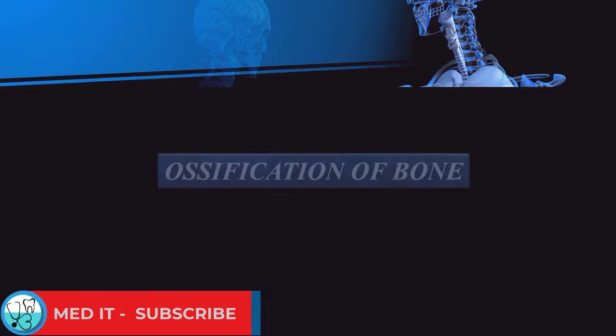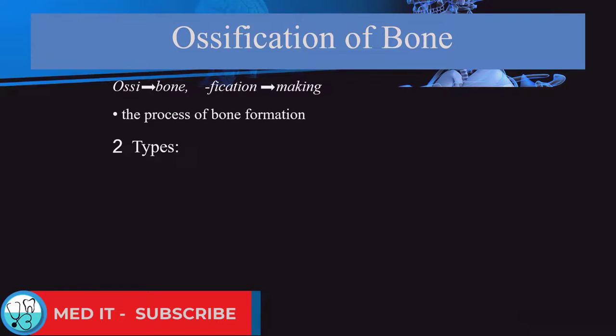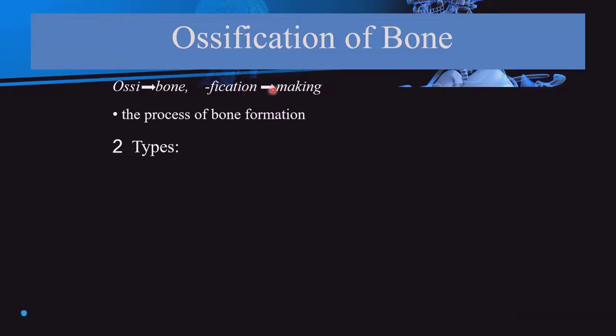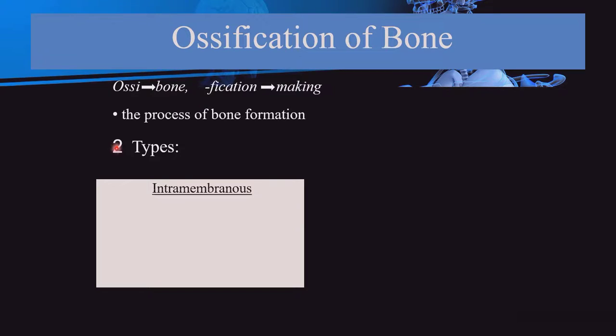The word ossification is the combined form of two words: ossi, which means bone, and the suffix fication, which in anatomy means making. Therefore, the process of bone formation is called the ossification of bone. Basically, there are two types of bone ossification process: intramembranous ossification and endochondral ossification. The word intramembranous is further made up of two words, intra and membrane. Intra means within and membrane means from a fibrous membrane. Therefore, the bone develops from a fibrous membrane.